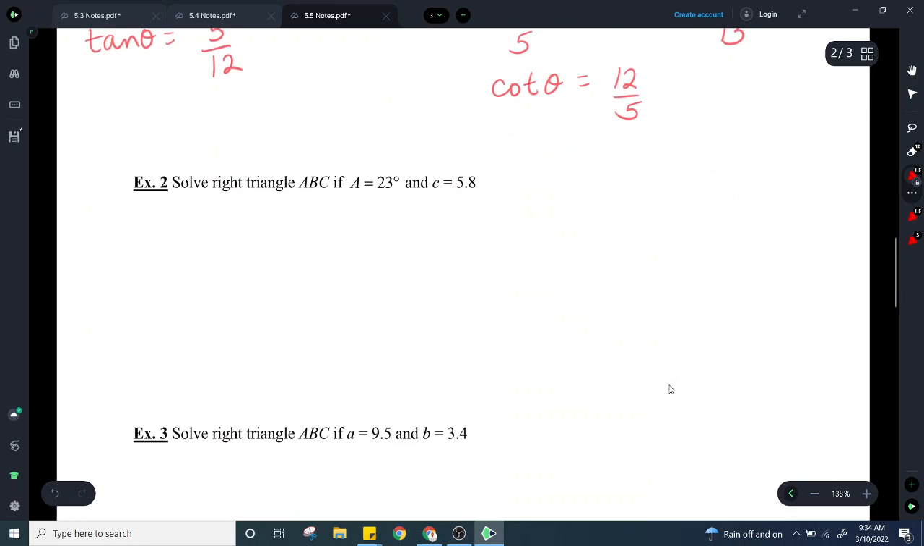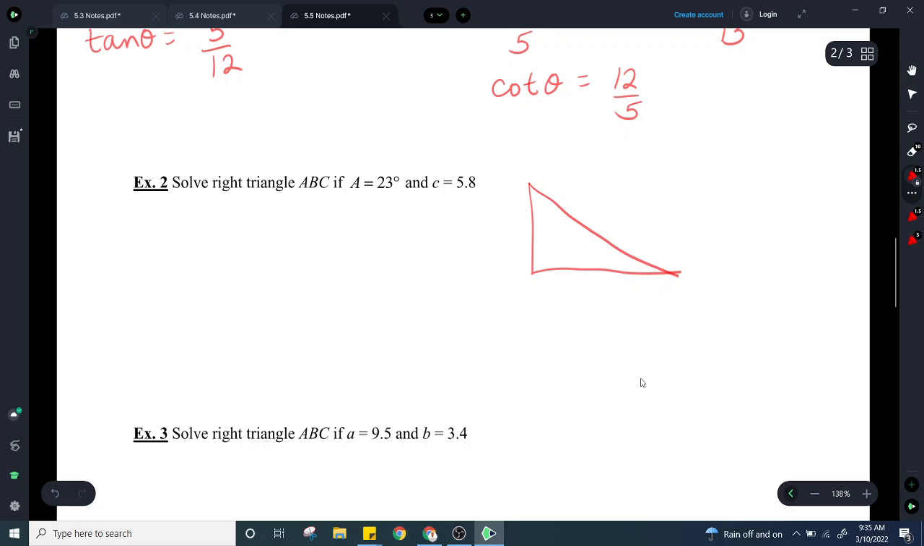All right. Question 2 says solve the right triangle ABC if angle A is 23 degrees and side C is 5.8. Generally, we use capital letters for angles and lowercase letters for sides, just as an indication, but you can also see 23 degrees, that's in degrees, so that has to be the angle. So draw a picture before you do anything else.